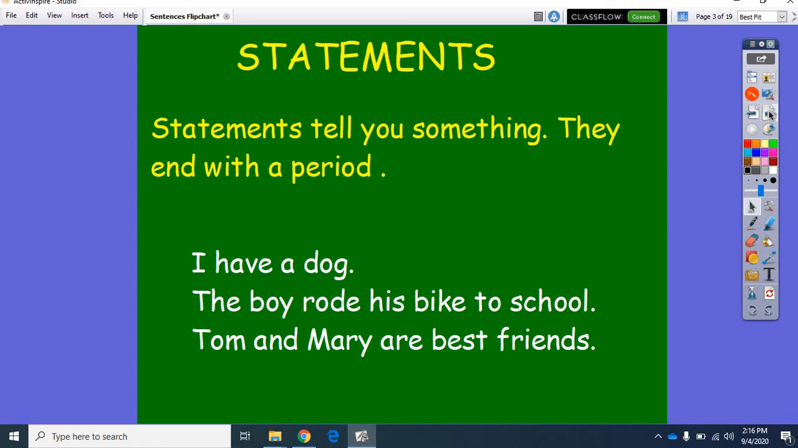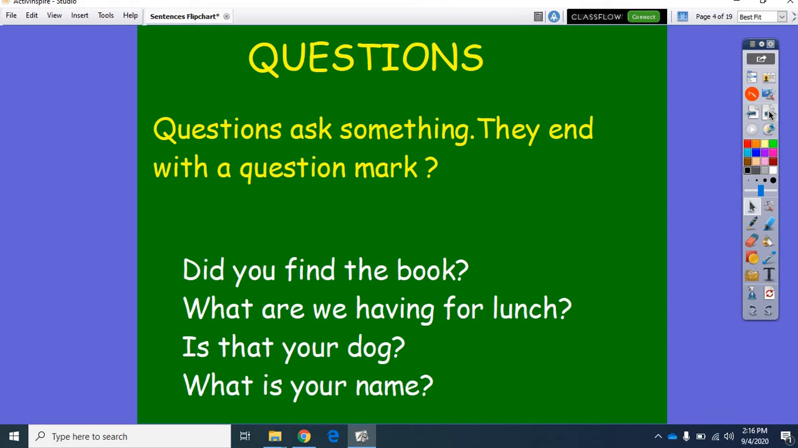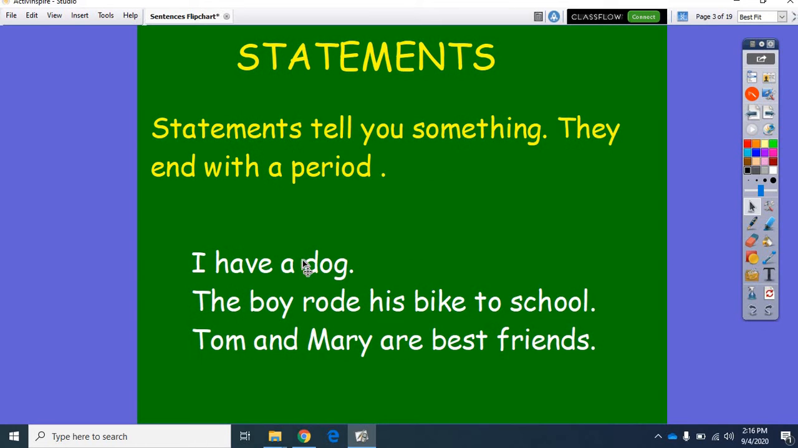All right, the next kind of sentence is called a question. And questions ask something. They end with a question mark. There's the question mark, kind of that little squiggly thing with a dot under it. Questions would be something that would need an answer. For example, if we go back to the statements and I just say, I have a dog, you don't have to answer that because it's not asking anything. The boy rode his bike to school, you don't have to answer it. Tom and Mary are best friends, there's nothing to answer because they're just telling you something.